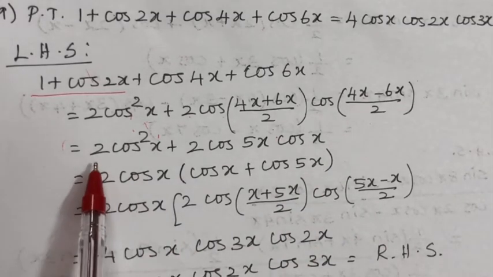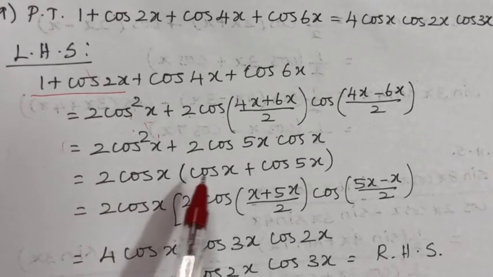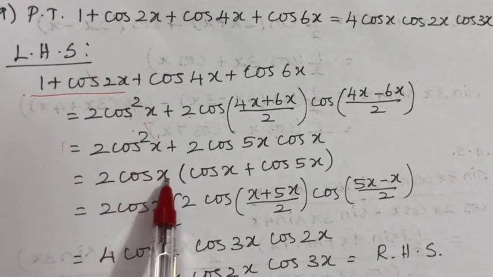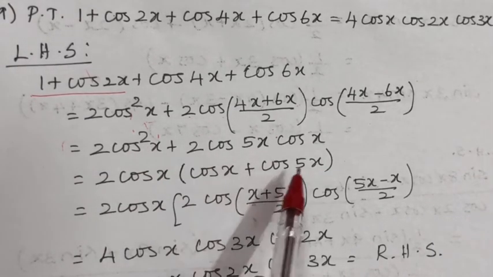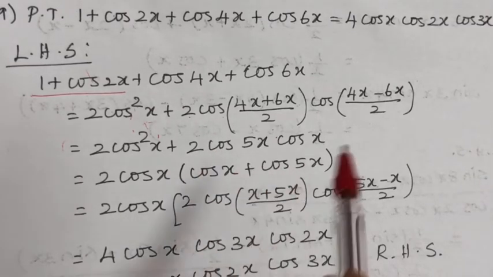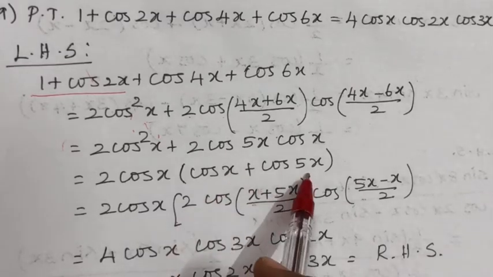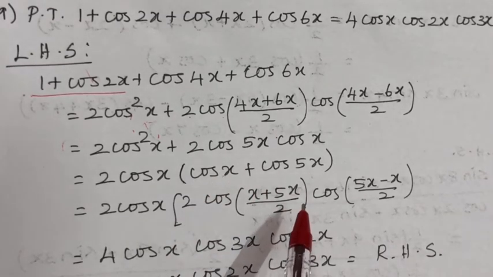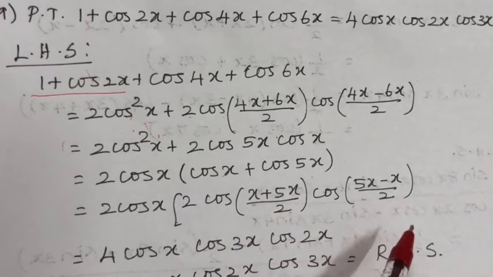We can take 2 cos x as common. So 2 cos x into, here we have cos x, 1 cos x we have taken it outside. So cos x plus cos 5x, cos 5x is the left. So 2 cos x into, again we are using the cos C plus cos D identity. So 2 cos (C plus D) by 2 cos (C minus D) by 2.